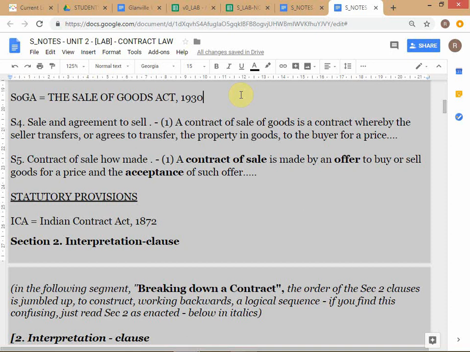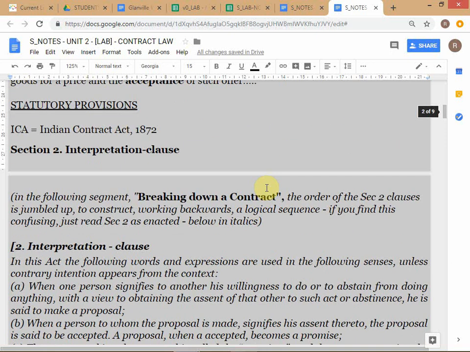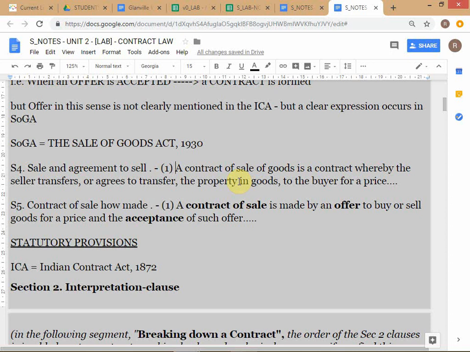So contracts for the sale of goods are a particular type of contract. The point we're trying to make here is that a contract for the sale of goods is a contract, which means it's a particular type of contract. Okay, and so what they say here in section 5.1, you can see, is made by an offer to buy or sell goods for a price and the acceptance of such offer. So you can see one example of this very basic idea of contract, which is offer and acceptance, that is actually written down in the Sale of Goods Act. Okay, so let's go back to the Indian Contract Act.